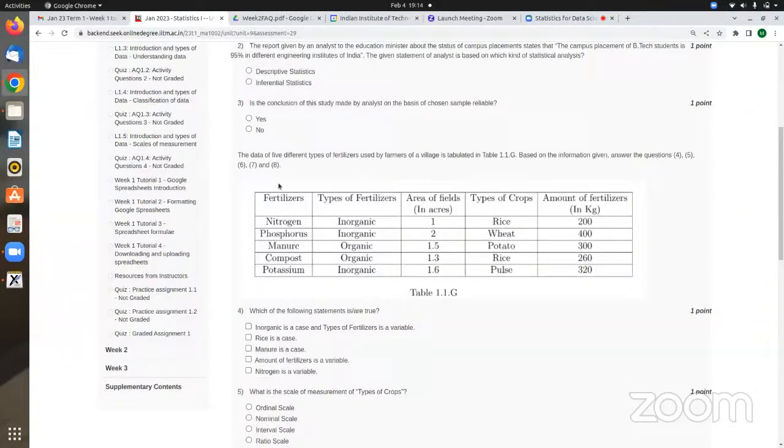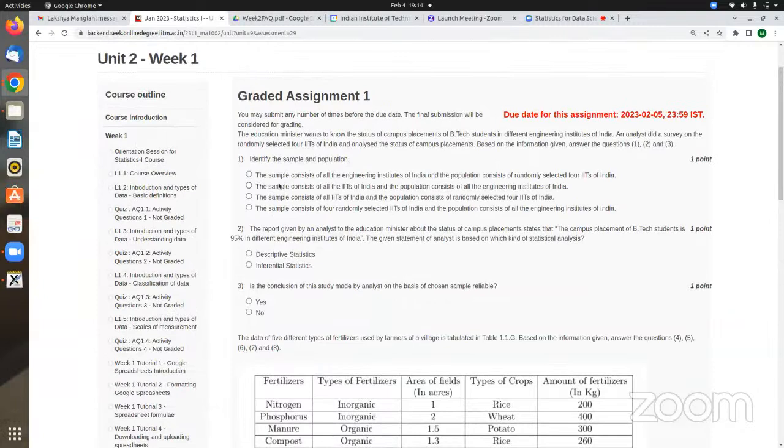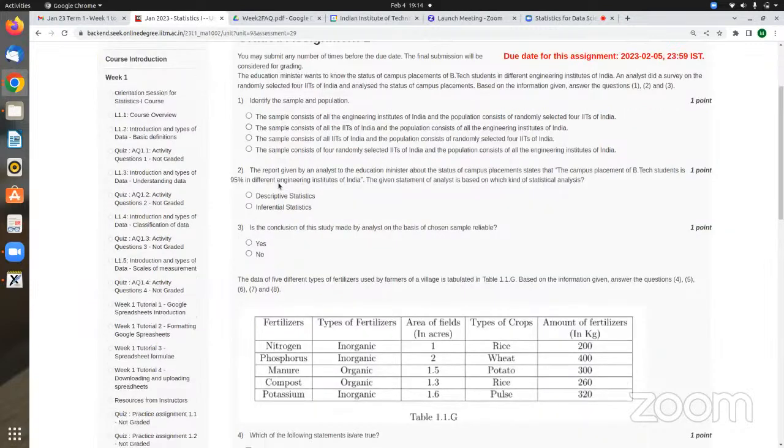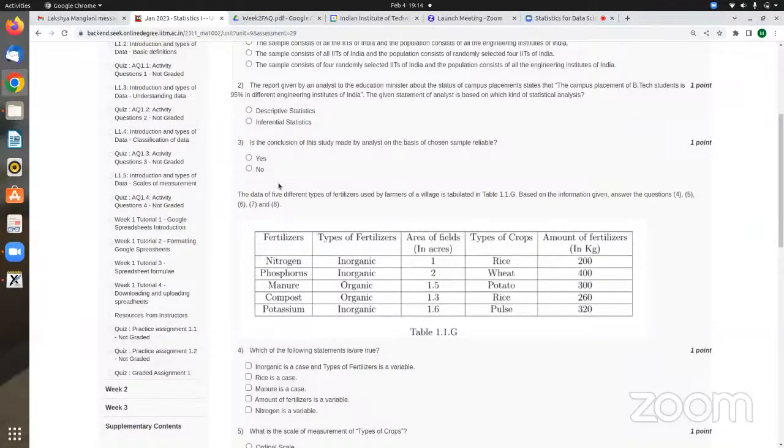Sir, what about the second question? Sir, in this I have manure. I have the same, manure is a case. Which one? Manure, second question. Yeah, manure is a case, because fertilizers are variables. Cases are nitrogen, phosphorus, manure, compost, and potassium. So I can say that manure is an organic type of fertilizer.